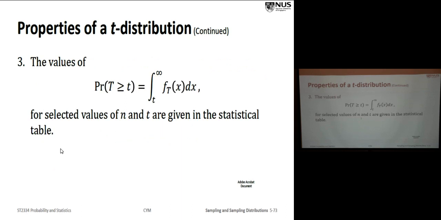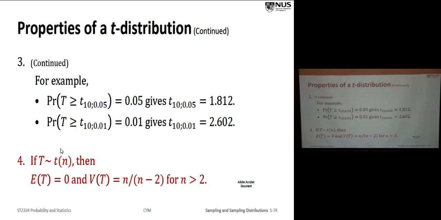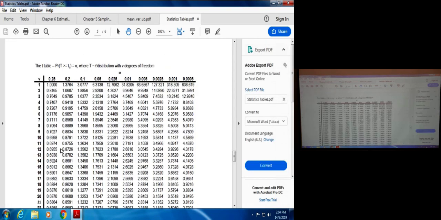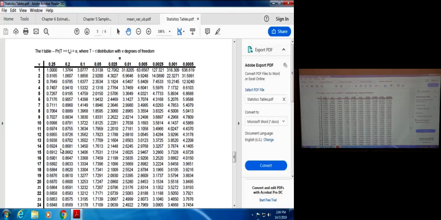And you can have a look at the tables of the values of the survivor function, the probability that T is greater than or equal to little t, which is the integral between little t and infinity of the PDF, and is given in a statistical table. We have the tables this time, so I didn't have it last week. There's a typo on this slide, by the way. That's not my slide. So this is the table, hopefully, that you'll be given in the exam.